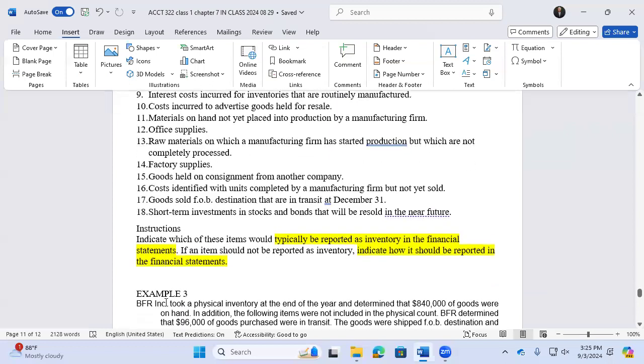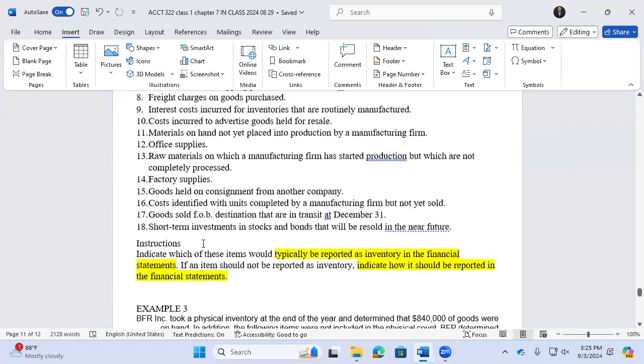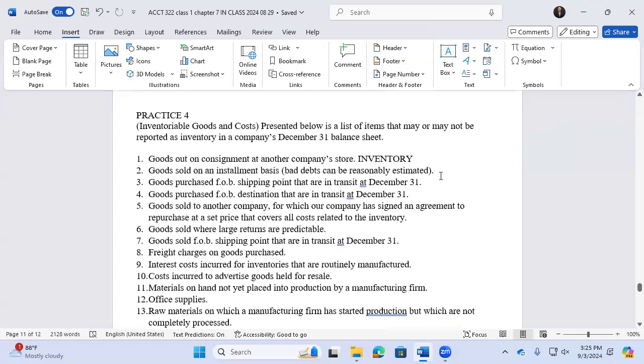Okay, so what we want to do is focus on what would typically be reported as inventory. It's kind of a specific question. Are you going to report it as inventory, given the information that you have? Really you want to think about, has legal title passed? And am I entitled to collect that receivable?